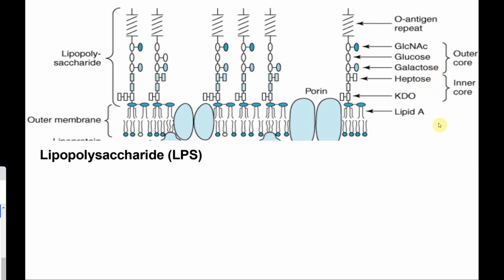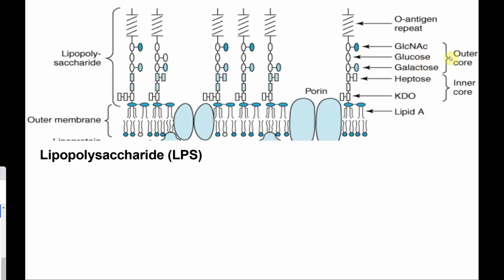So lipopolysaccharide, all gram negatives have got lipid A. That's the same in any type of lipopolysaccharide for any gram-negative bacterium. The inner core structure is conserved and identical among bacteria of the same genus and often of the same family. So this is always conserved in all gram negatives. This is always conserved in gram negatives of the same genus or the same family.